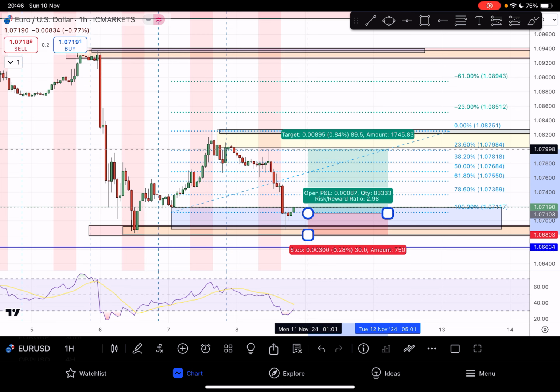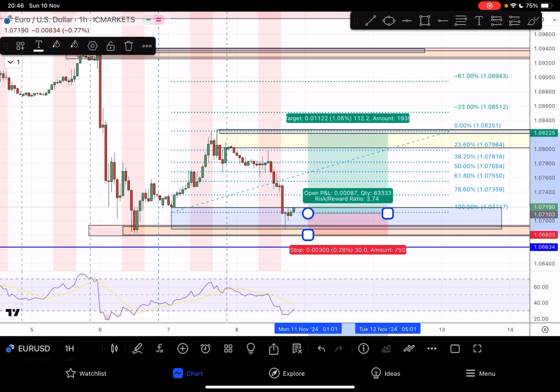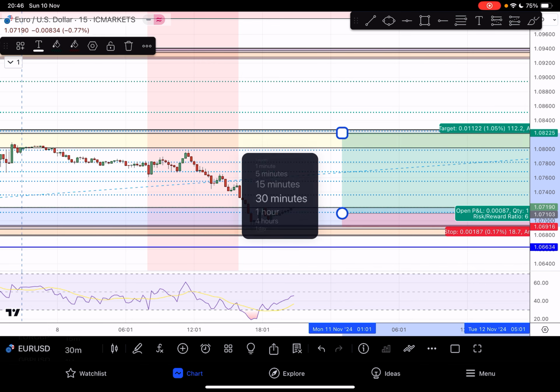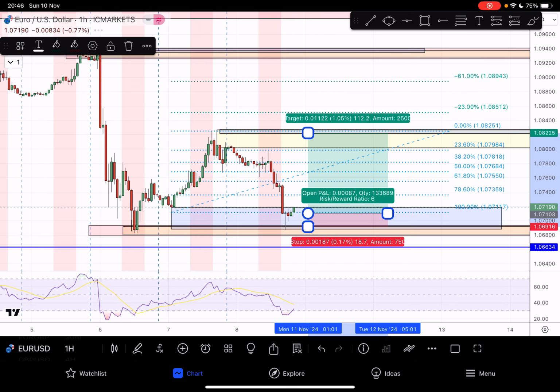It is quite a large stop loss, but that's 30 pips you're risking to win 112. Obviously, if you go to a smaller time frame, you can reduce your stop loss, for example, to maybe 18. And if you do that, and tomorrow is this trade, you've got a risk to reward ratio of 6.